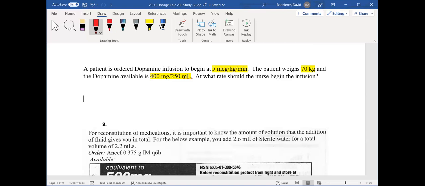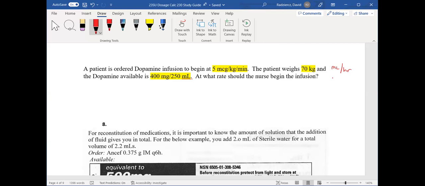And so in this question, it just says dopamine infusion to begin at 5 micrograms per kilogram per minute with a patient weighing 70 kilograms. The dopamine available is 400 milligrams for 250 ml. And then what should the nurse begin the infusion at? So I'm just telling you what my thought process is. I'm trying to get this to be milliliters per hour. So I'm kind of starting with that in mind.